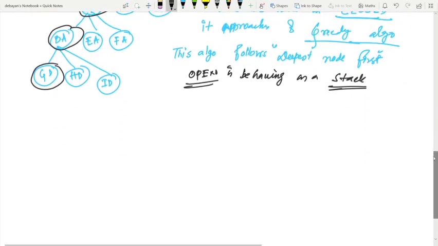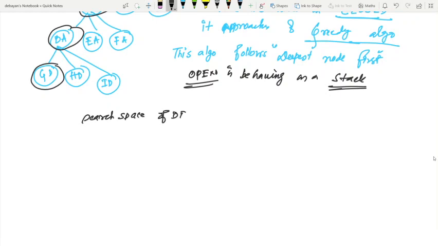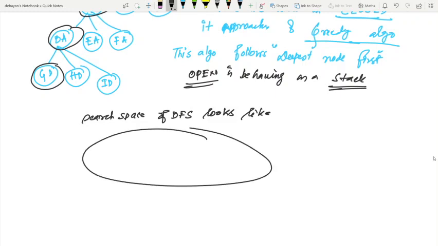So if we talk about the search space of DFS, it looks like this. If this is the source node and this is the goal node, we are just expanding our nodes depending on our algorithm, not by seeing the goal node. That's why that type of searching is known as blind search. So it will be expanded like that. It will first explore this one, then explore like that, and so it goes on.